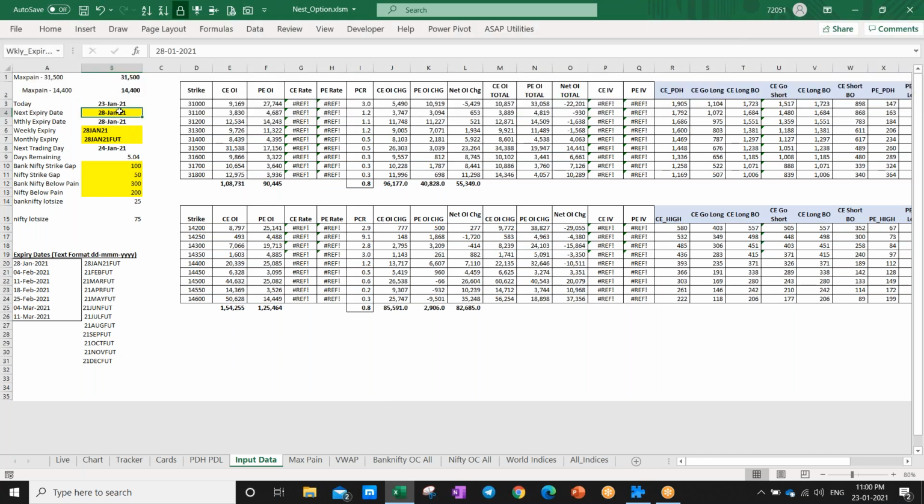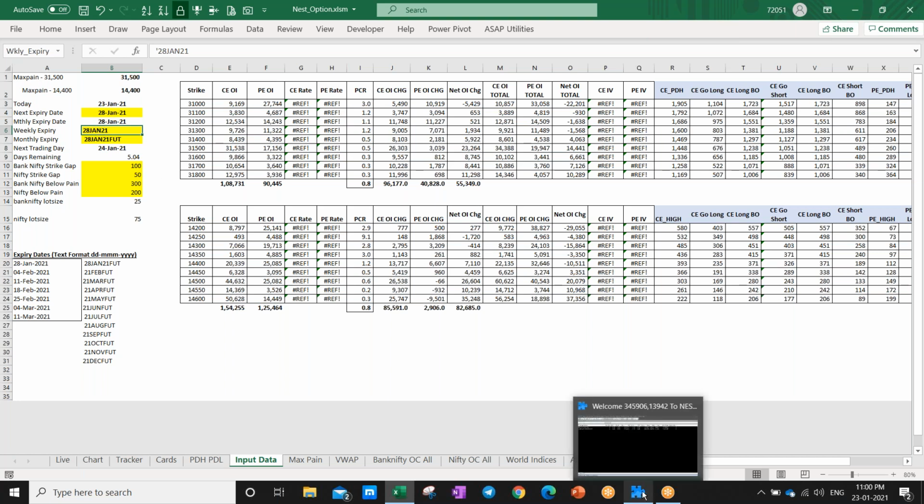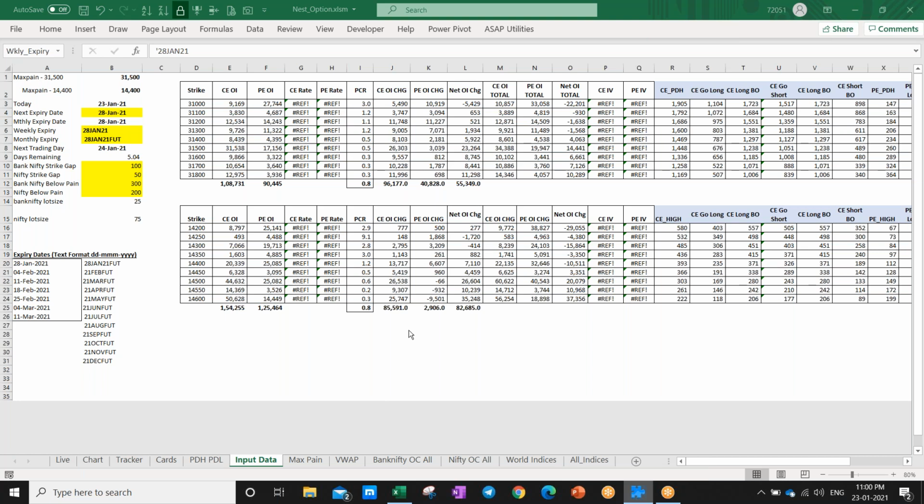This next expiry date you have to update here, like 28/1/2021. You can update here in this normal format. And in this case, you have to update the format mentioned in the NEST Trader. If you just open the NEST Trader, you can see the format here.